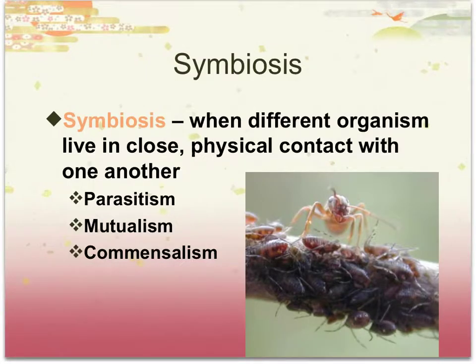All right, and the final species interaction that we're going to talk about is symbiosis. And symbiosis is different than predator-prey or competition because it's when different organisms live in close proximity or in physical contact with one another, and they have this interesting relationship that goes on. There are 3 types of symbiotic relationships. There's parasitism, mutualism, and commensalism, and we're going to talk about all 3.